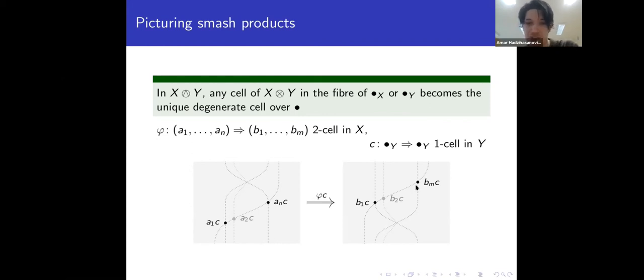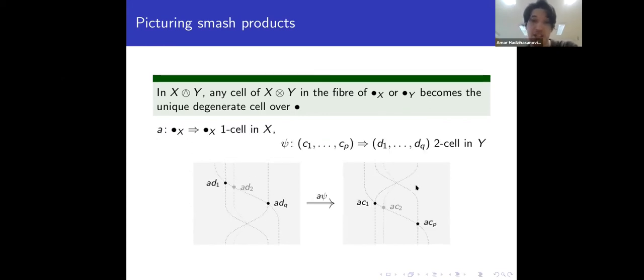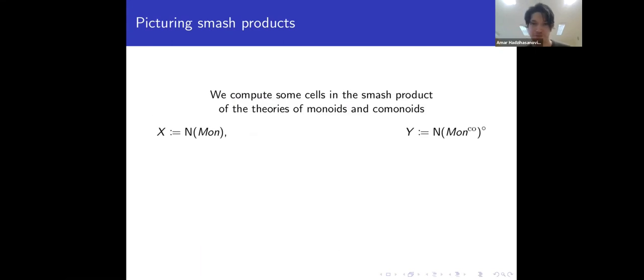non-degenerate two cells. And the same thing with one cell in X and the 2 cell in Y. But here we have this funny thing that the order gets inverted, because here A tensor psi actually has Q 2 cells in the input and P 2 cells in the output, which is the opposite of psi, and that's kind of where the need to take the opposite comes from.